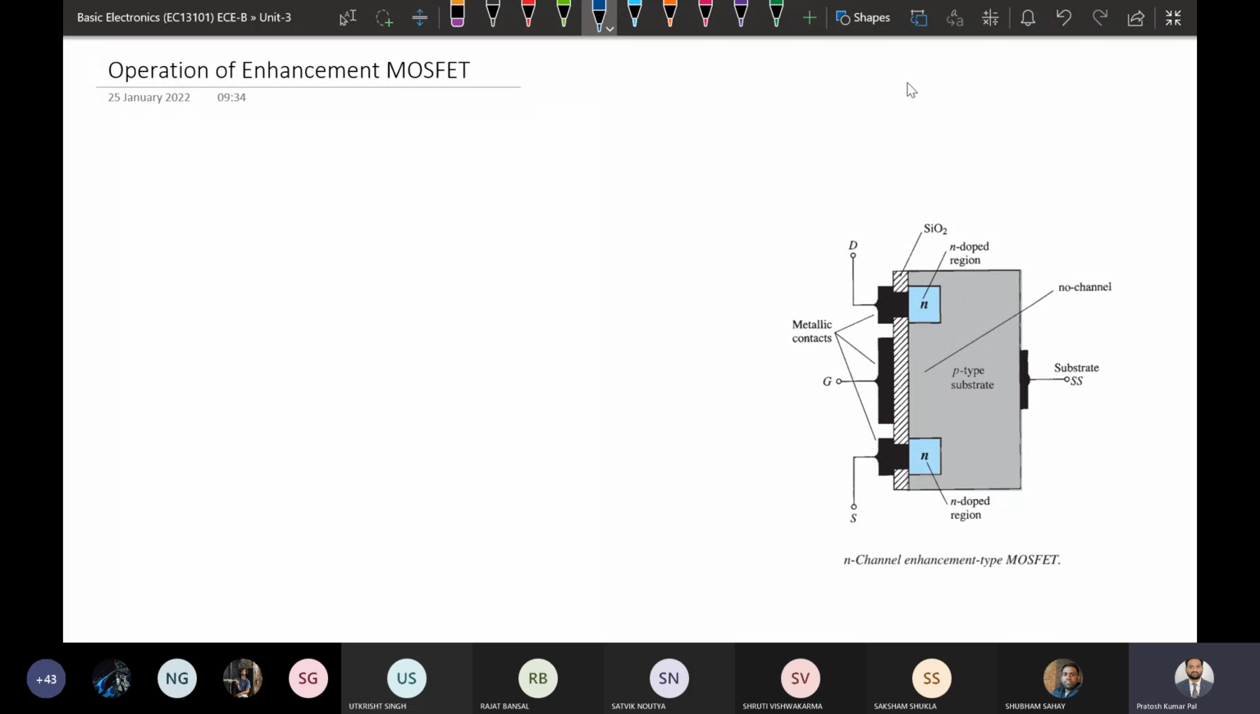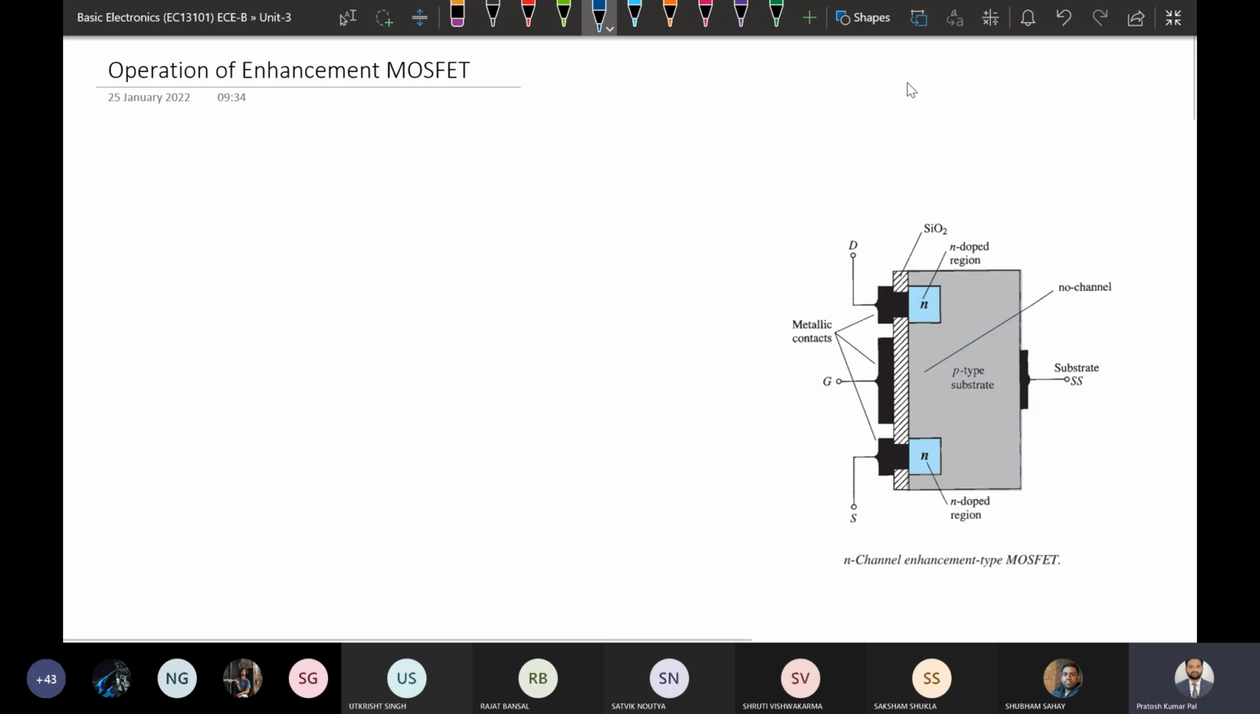So in the previous class, we have gone through the operation of depletion type MOSFETs. In this lecture, we will be proceeding with the operation of enhancement type MOSFETs. For basic understanding, we will just analyze the N type MOSFET, and the analysis will be similar for the P type also. So we will consider here the N channel enhancement type MOSFET.